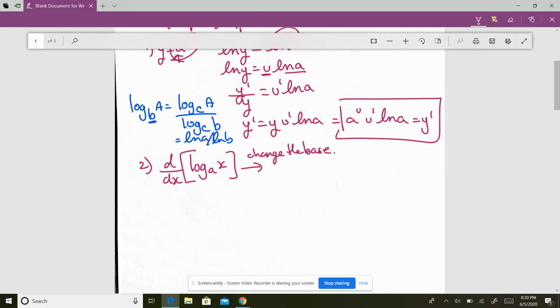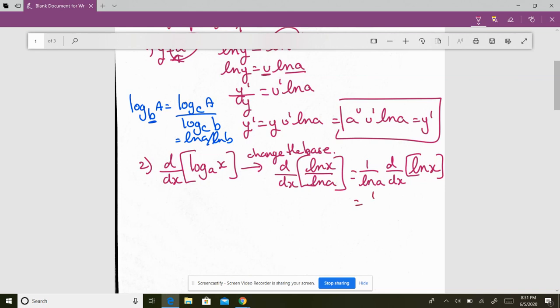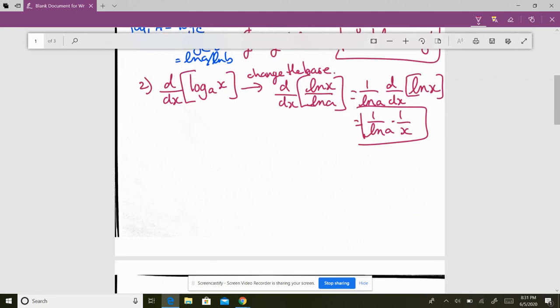We're going to change this log base a of x to the derivative of the natural log of x over the natural log of a, which makes our life a whole lot easier because natural log of a is a constant. You pull constants out of the derivative. So really you're just deriving the natural log of x, which is just 1 over x. That's it.